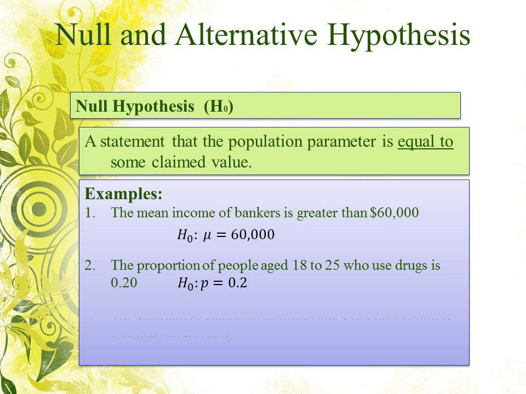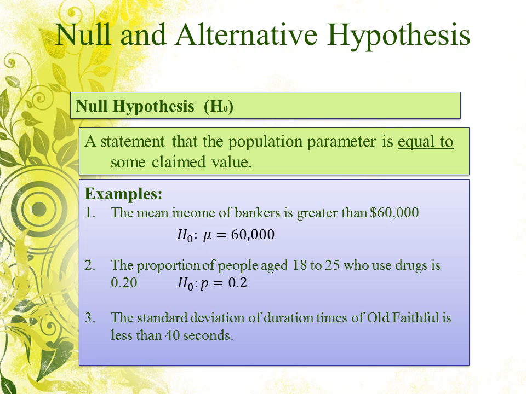So look at example 3 here. The standard deviation of duration times of Old Faithful is less than 40 seconds. So again, we want a null hypothesis to be an equal statement, so we're going to change this to standard deviation equals 40.